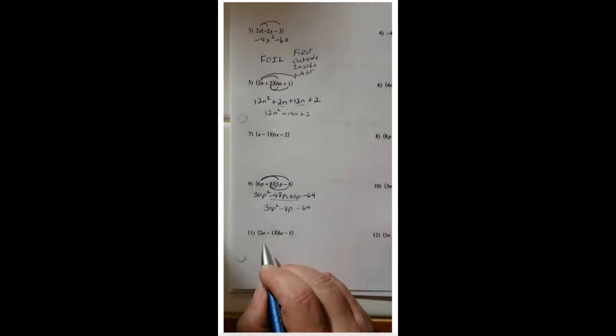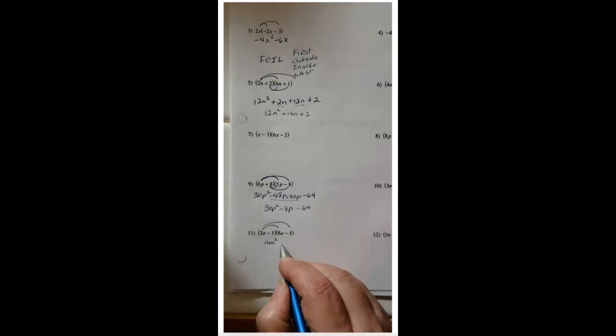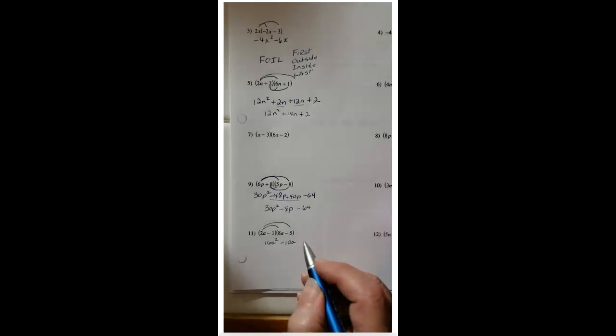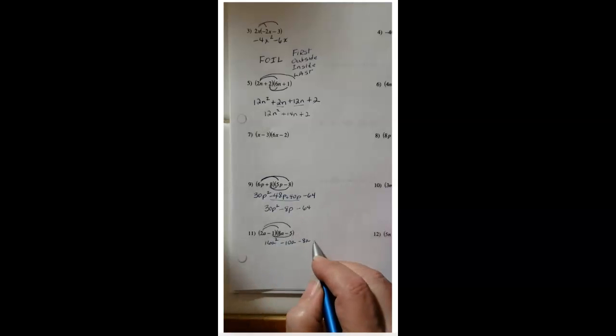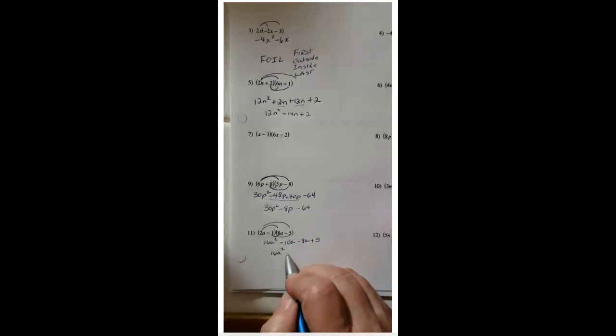Number 11, same page, number 15 on your notes. So I take first times first, which is 16a squared, outside times outside, which is a negative 10a, inside times inside, which is a negative 8a, and last times last was a positive 5. And then I go ahead and simplify my answer. There's no other a squareds. There's negative 18a plus 5.